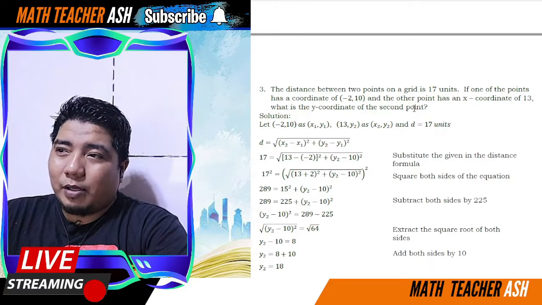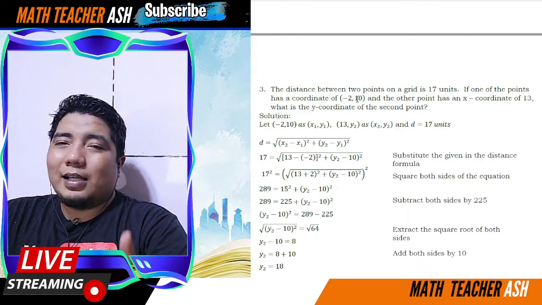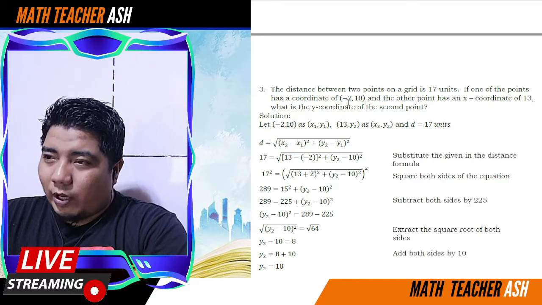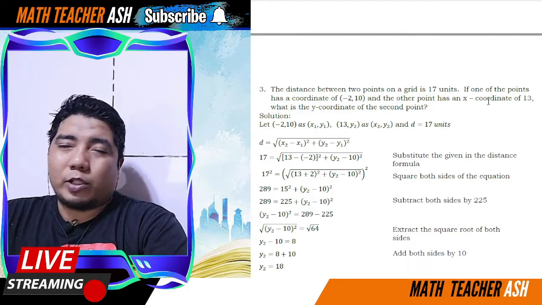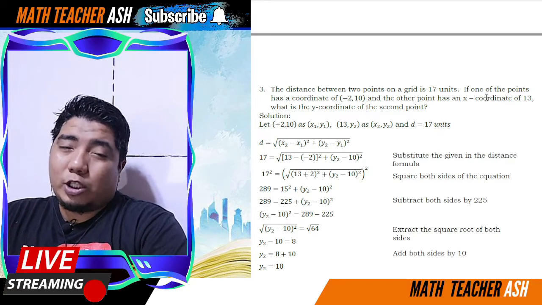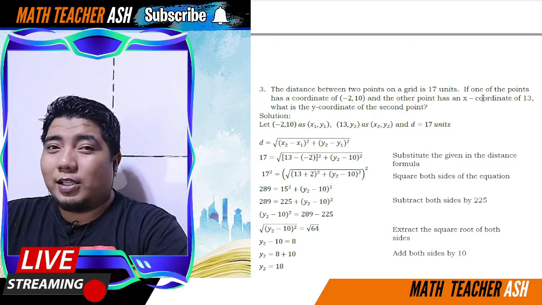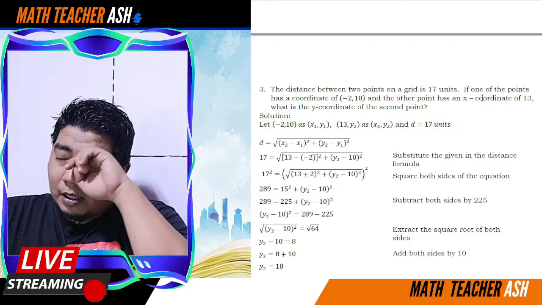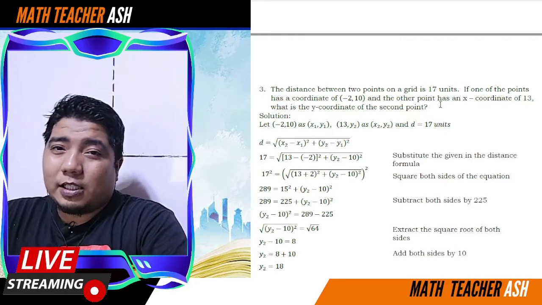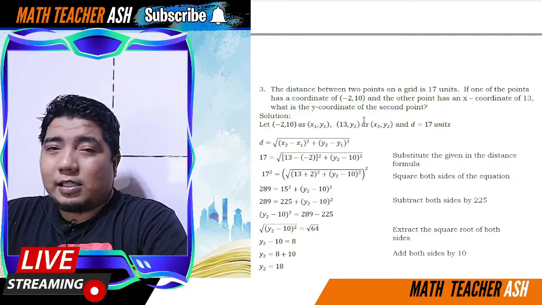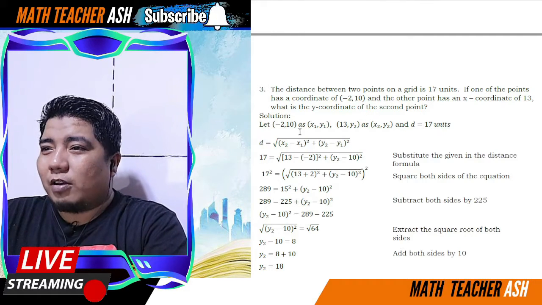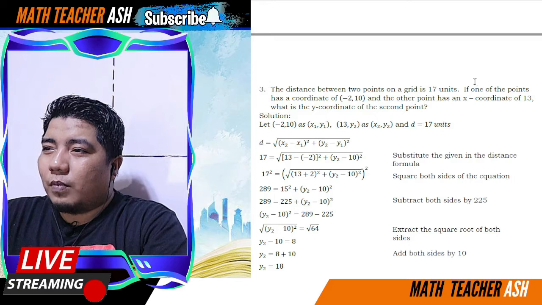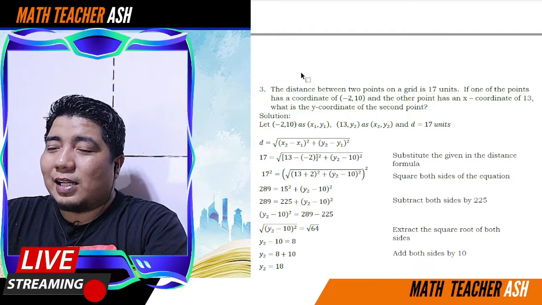So, as you can see, my dear math learners, binigay ang isang point located at -2, 10. Ang second point naman, binigay ang x-coordinate. Pero ang nawawala ngayon is yung y-coordinate or yung y sub 2 natin. So, my dear math learners, ang gagawin mo dito basically is just to follow the distance formula and substitute it by the given.